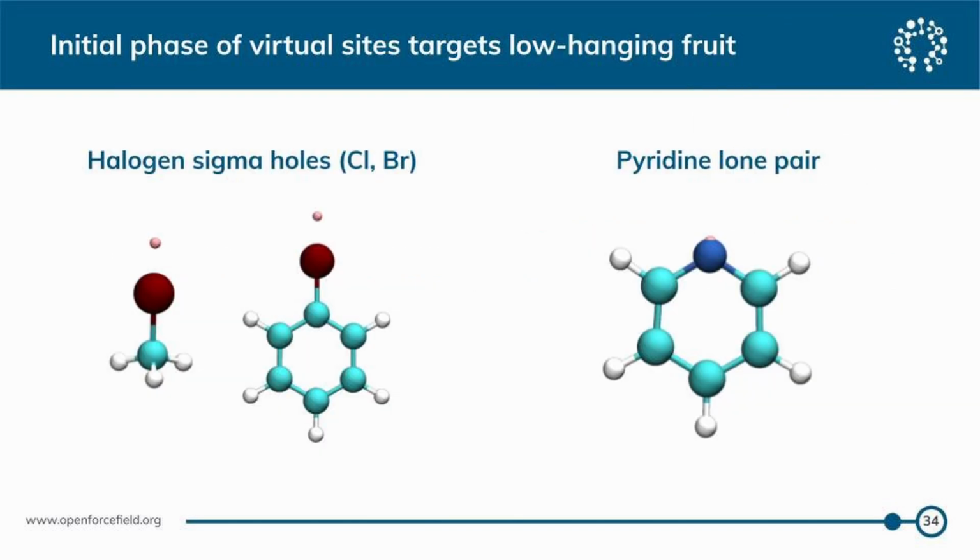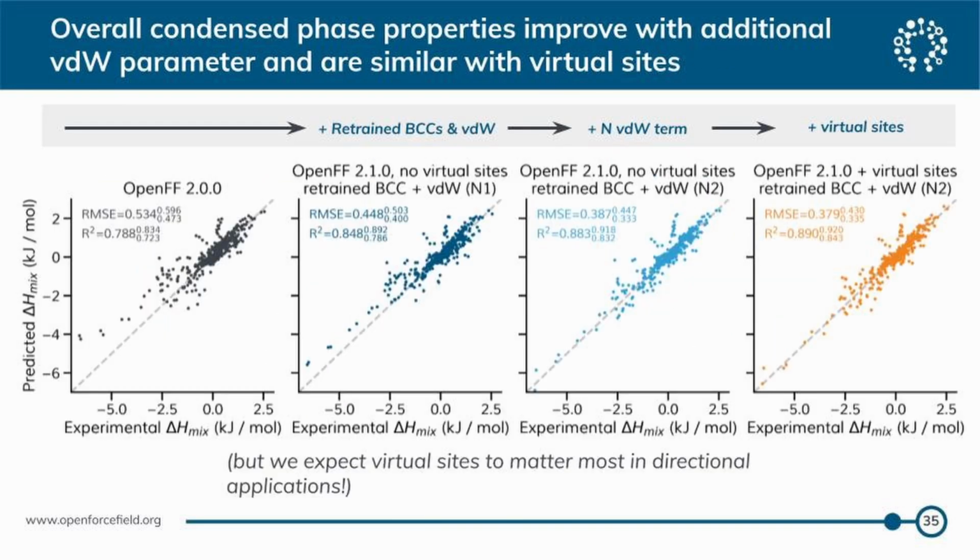So the initial phase of our virtual site plan is not very ambitious. It's mostly targeting low-hanging fruit, the sigma holes of chlorine and bromine, and the lone pair of pyridine. And this is a project that's still very much in progress, so we won't get too much into detail here. But basically, we're getting reasonably promising results.